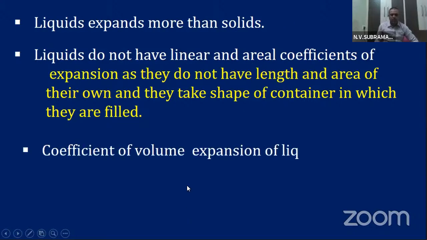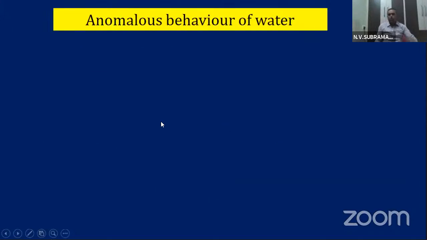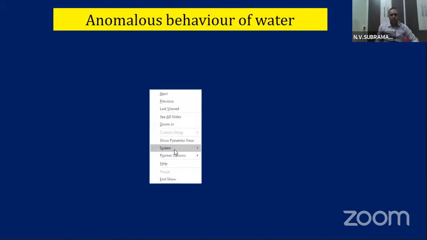Okay, coefficient of volume expansion of liquid is given by same formula, alpha V is delta V by V delta T. Okay, same type of formula for solids as well as liquids. Is this clear? So now I want to explain one important topic which has a lot of significance in science, even in nature also. Anomalous behavior of water. Anomalous. The word anomalous means peculiar or strange. So what is strange about the water?